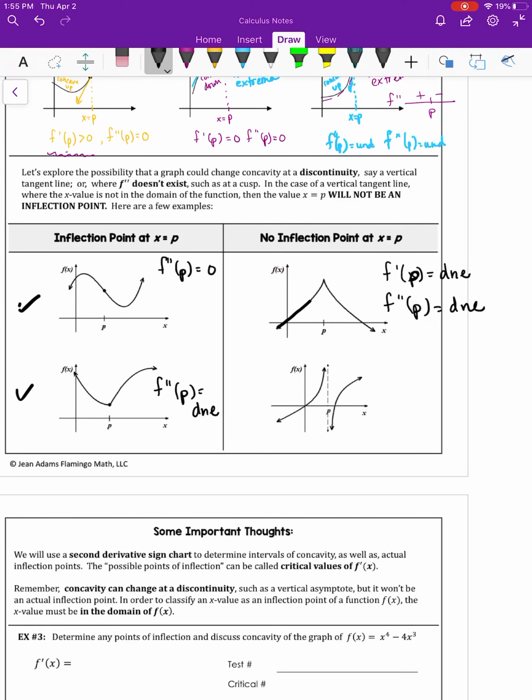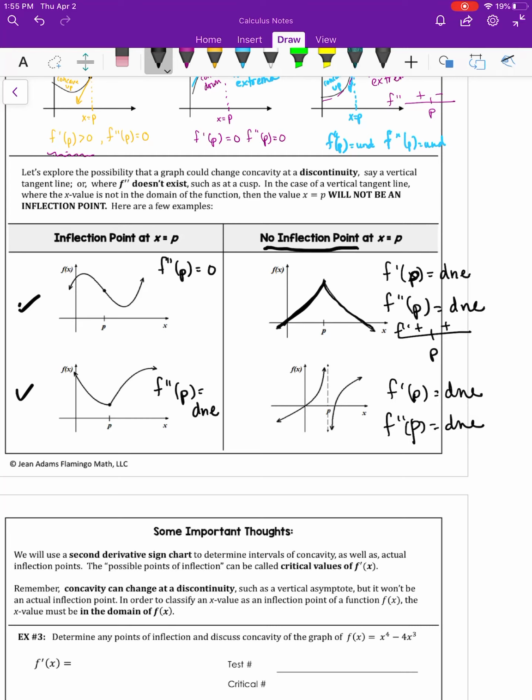Okay, and is it an inflection point? Well, it goes from being concave up and then it goes to concave up again. So on your second derivative, you would go from plus to plus. So that would be no inflection point. And then this one, your first derivative at p does not exist. Your second derivative at p does not exist. P is not even in the domain of your function.